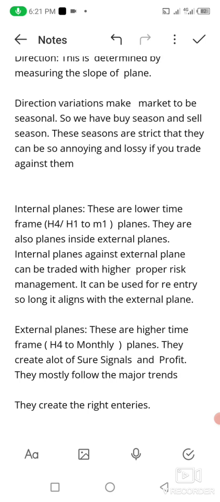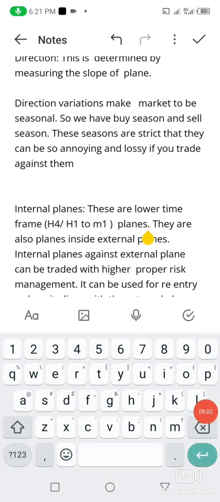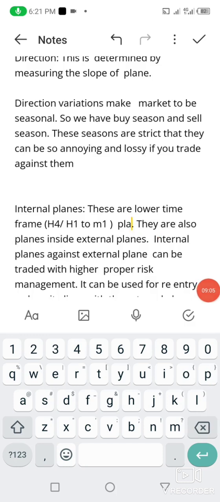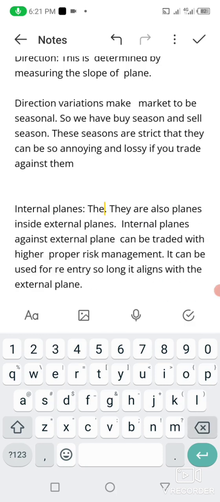Okay, now we have internal planes. We need to correct this because we can't use time frame to actually explain this thing. So internal planes are also planes inside external planes. They are planes inside planes. Internal planes against external planes can be traded with proper risk management.